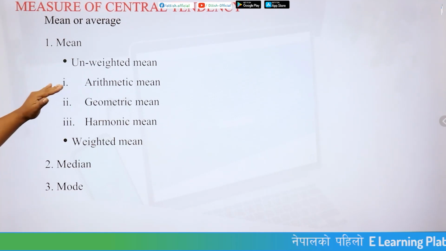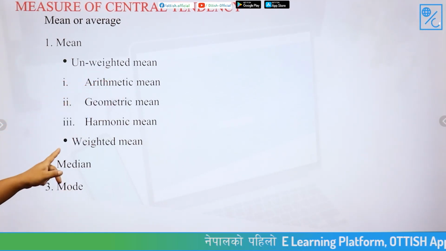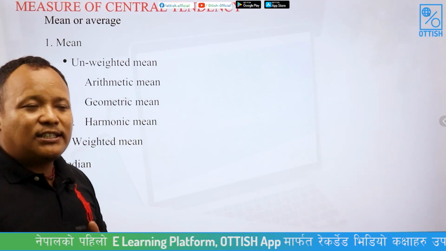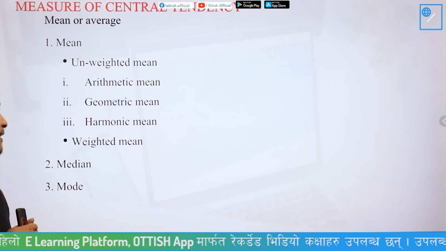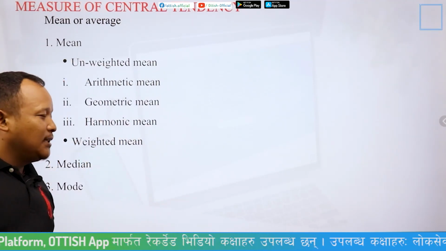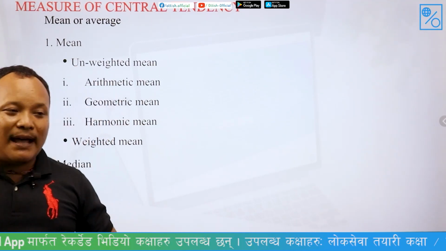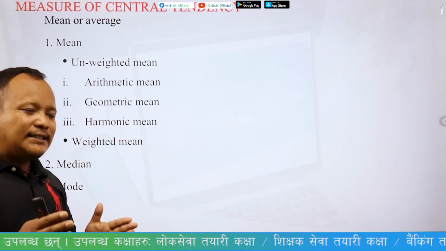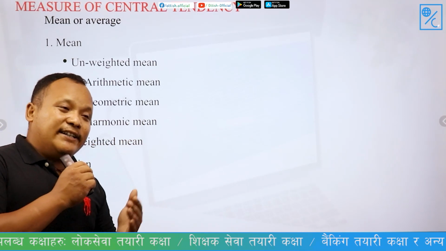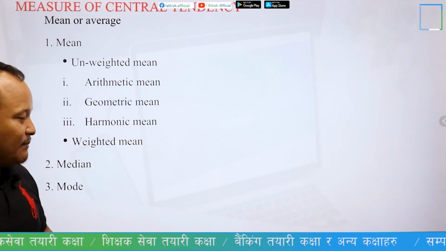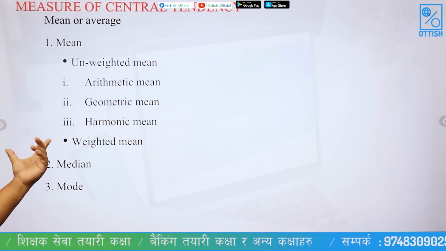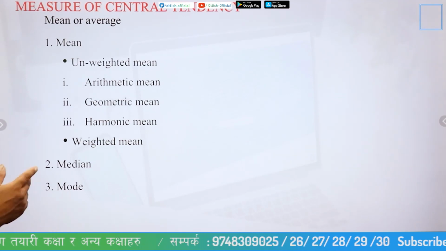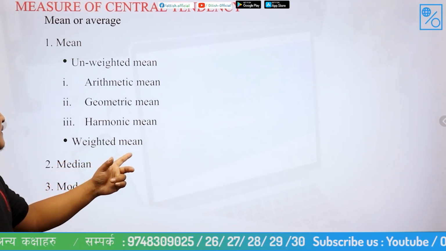There are different types of mean. One is the unweighted mean, another is the weighted mean. If the values of a variable are classified into some categories according to some importance, priorities, or criteria, for that type of variable we use the weighted mean. For example, marks. Marks are divided into theoretical examination and practical examination. Inside the practical examination, there are written examination, viva, and internal assessment. If the variable is classified into this type of categories, priorities, classes, or criteria, in that case we use the weighted mean.